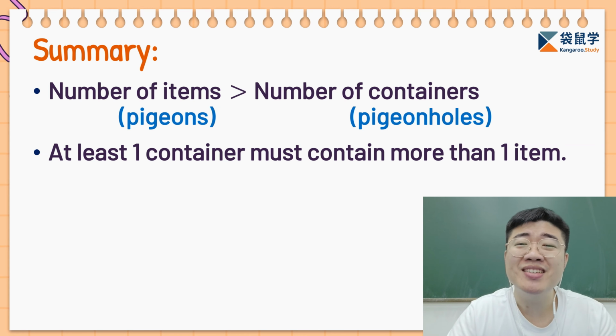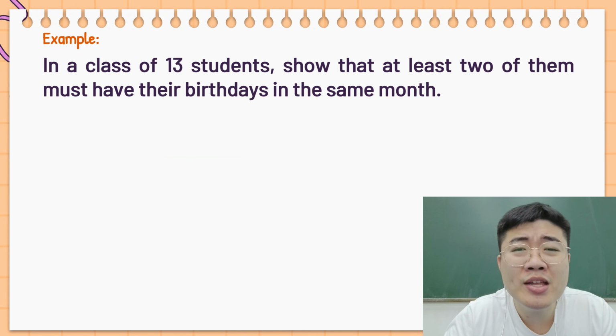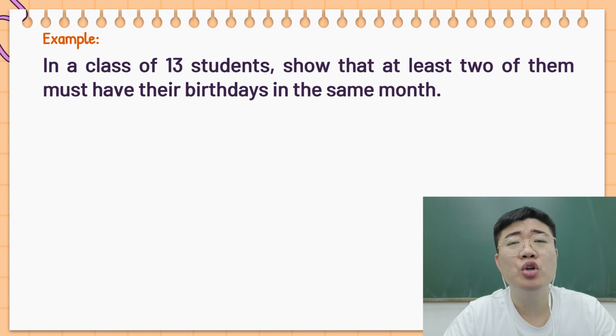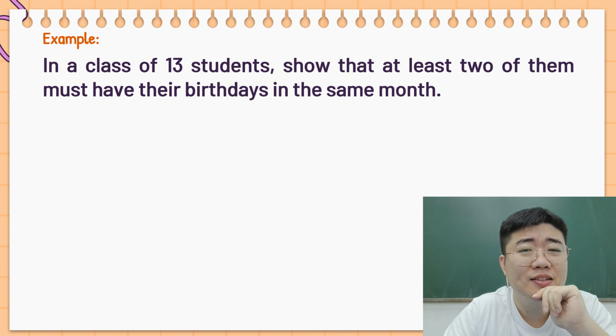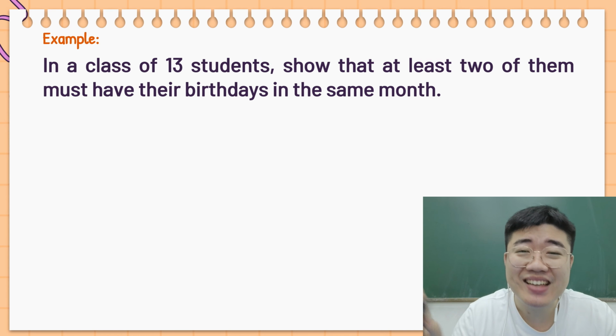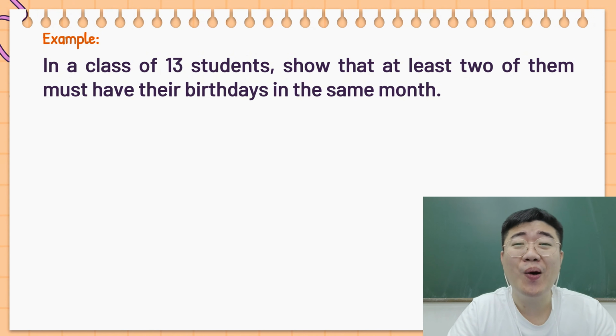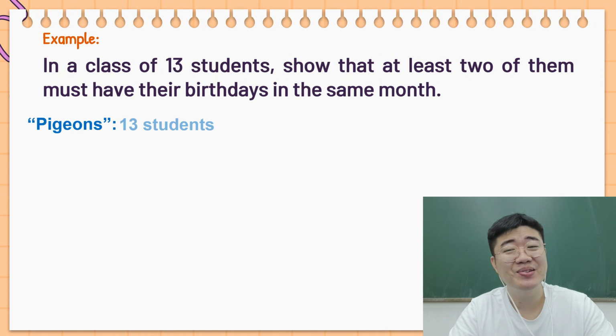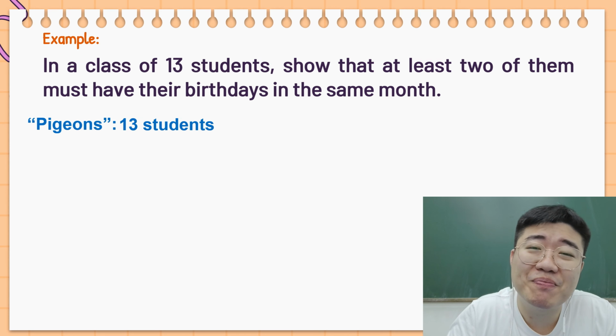Now after knowing this, let's take a look at the second example question. In a class of 13 students, show that at least 2 of them will have their birthday in the same month. Let's think. In this question, we don't have pigeons or pigeonholes. Can we still solve it using the same method? So first, let's get the so-called pigeons here. The so-called pigeons will be the students. Now how about the so-called pigeonholes?